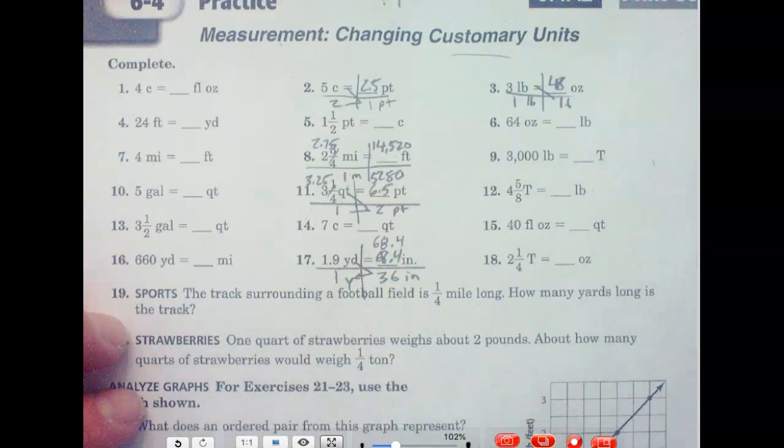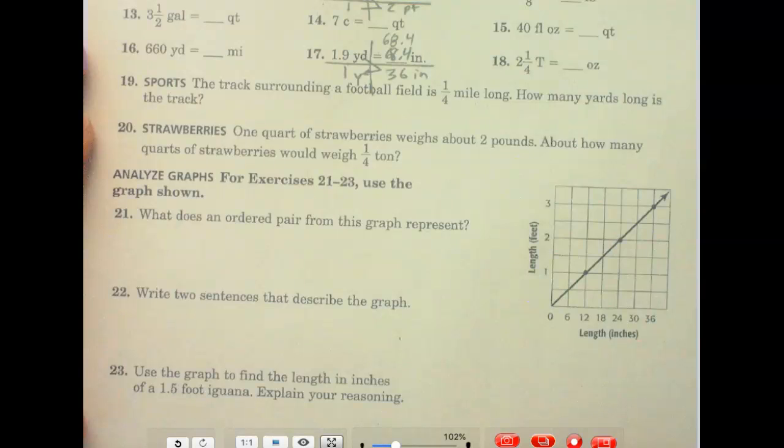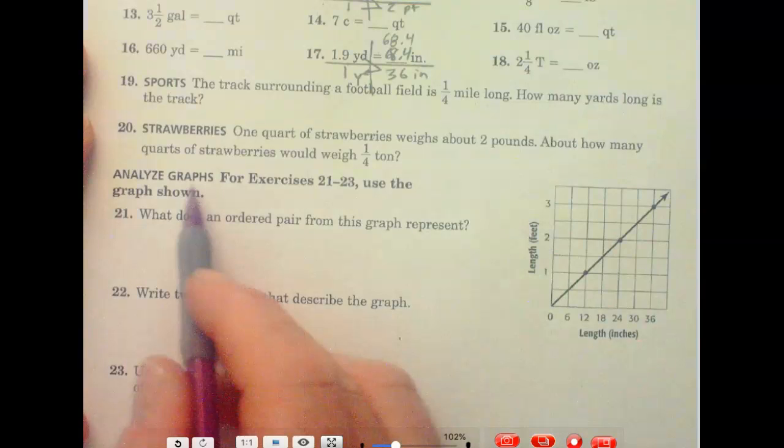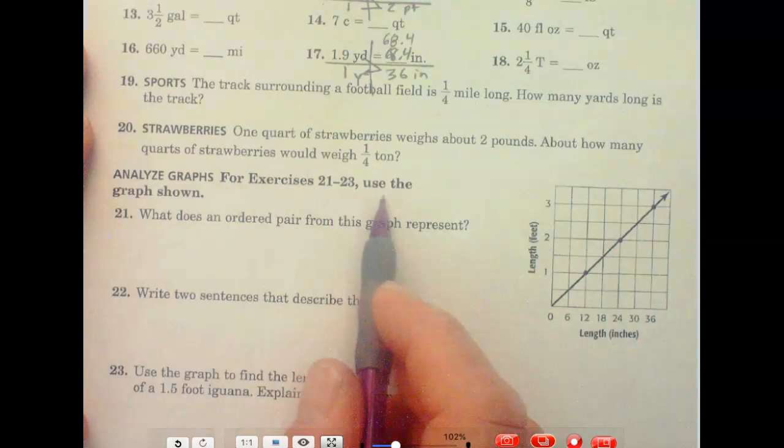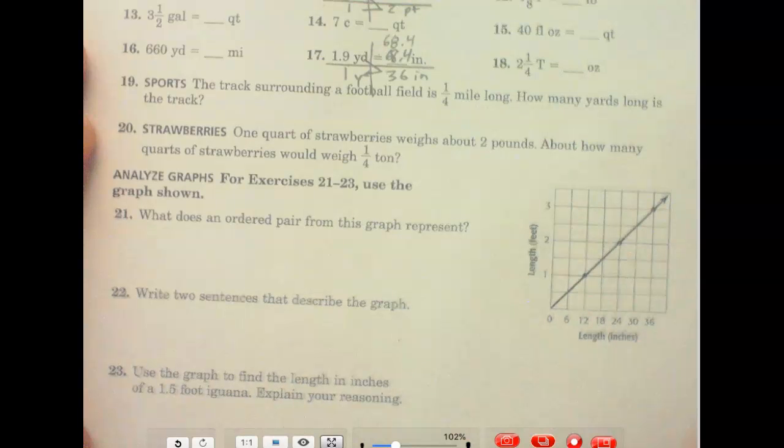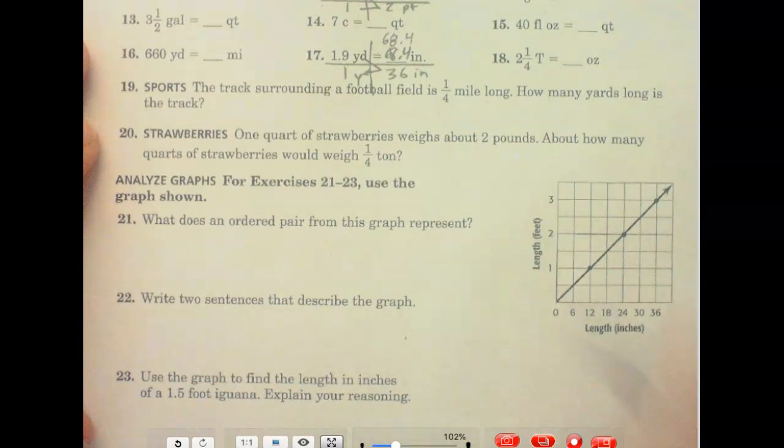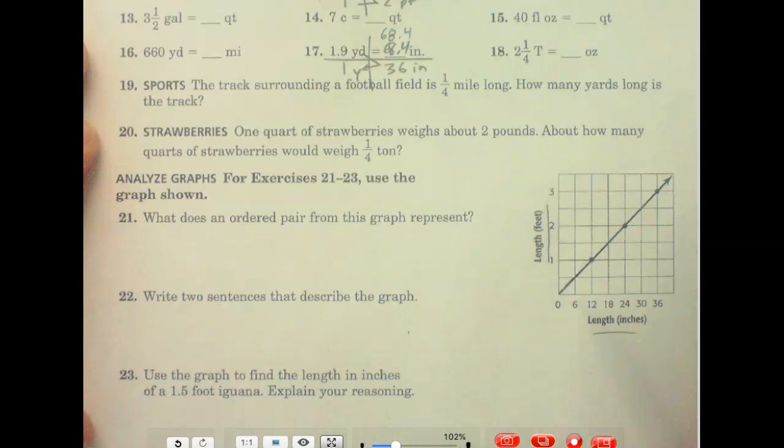All right, let's take a look at some of these questions down below. Analyze graphs for exercise 21 through 23. Use the graph shown. We've got this graph over here. It looks like we've got length in feet, length in inches here. Well, this would make sense: as the length in feet goes up, the more feet we have, the more inches we have. So it's going up like this.